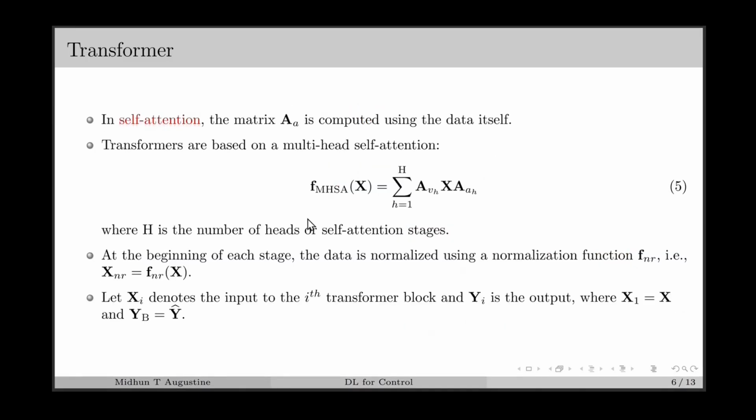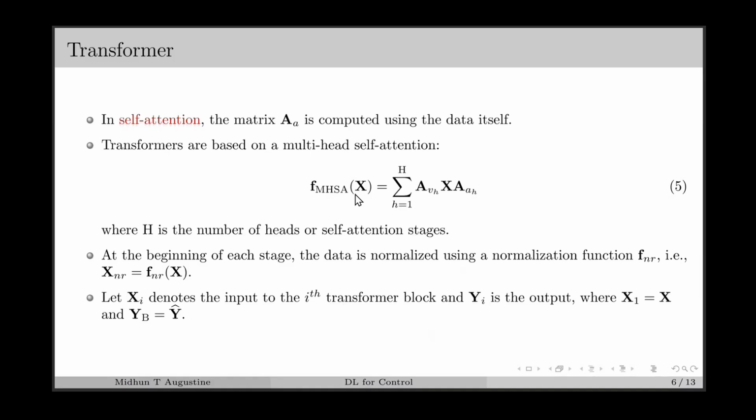We can see the idea of self-attention. It is like a particular way of doing the attention operation. And in self-attention, the matrix A is computed using the data itself. And the transformers are based on multi-head self-attention, where we will be having h number of heads or self-attention stages. And the output of this stage is sum of all the individual attention stages. Here, the small letter h goes from 1 to capital H. And we have a capital H number of heads or self-attention stages. And by taking the sum over all these stages, we get the output of the MHSA block.